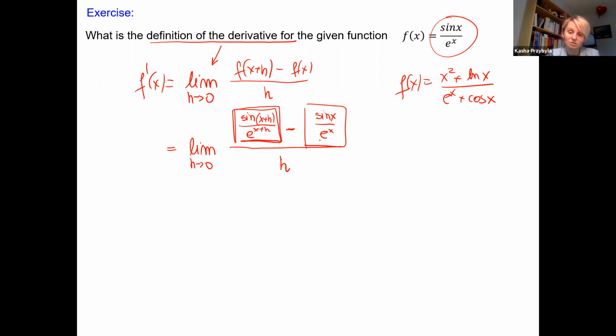Then minus just the original function. That way I will know that you know the definition of the derivative. And of course, h in the denominator, and h goes to 0. Please look at every single component. It's actually important. Don't miss that question.